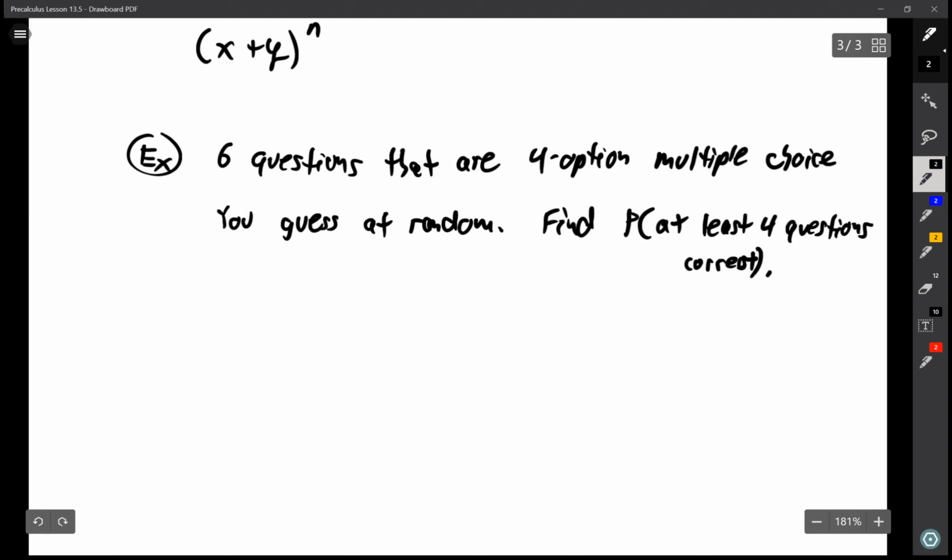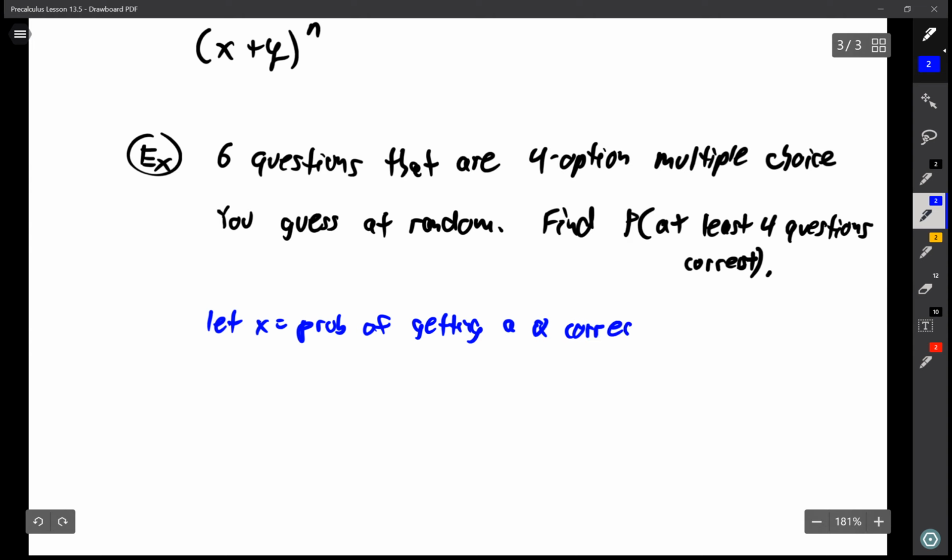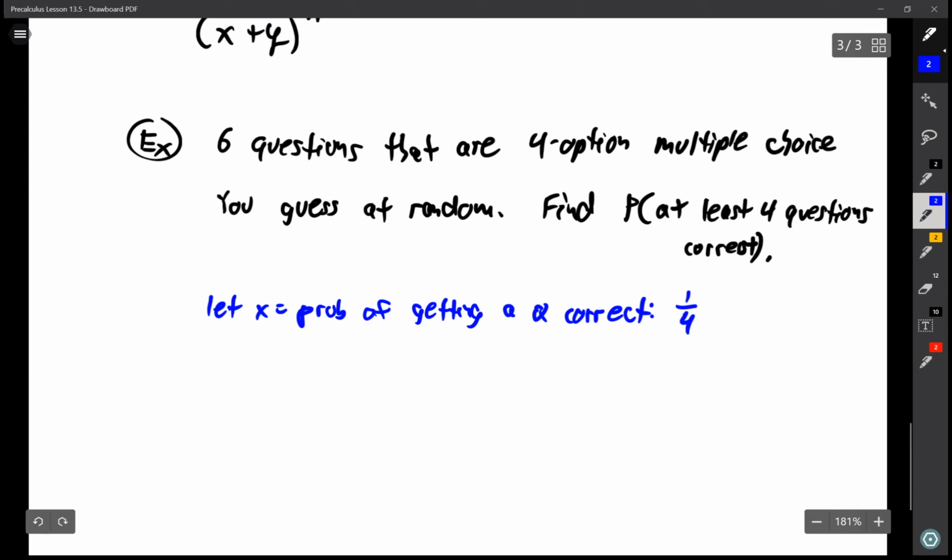So then here's how you can set it up. You can say, well, let x equal the probability of getting a question correct. So what would that be? That would be 1/4, right? Because there are 4 options and you're guessing at random. And we'll let y be the probability of getting a question wrong. And so what's that? 3/4.